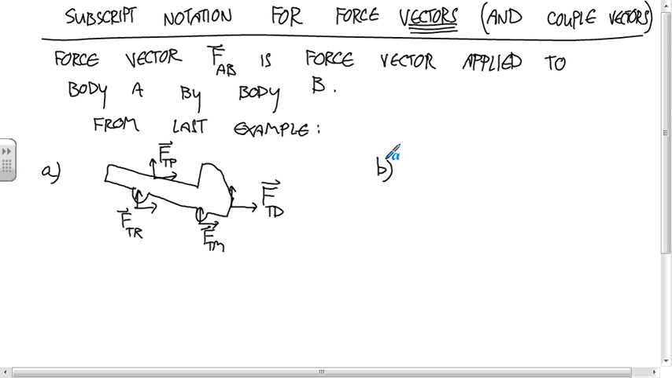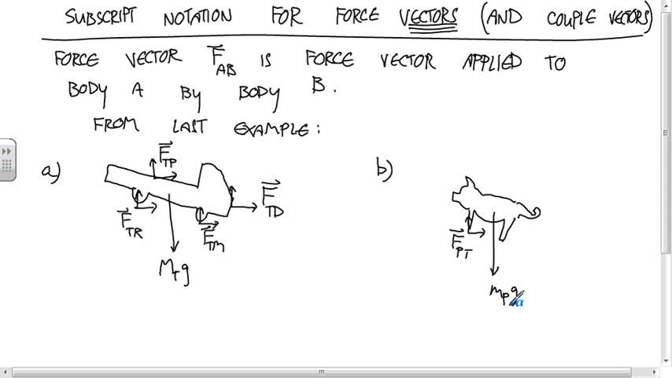And part B, the pig, would have the force on the pig by the truck. Oh, and I forgot the weight. And the pig also has weight, M pig G. And then standing on the pig, the force on the pig by the, what was that, the crane?